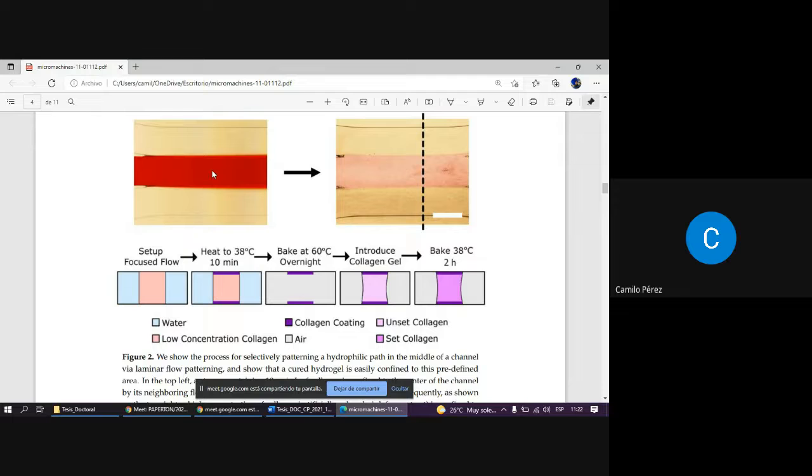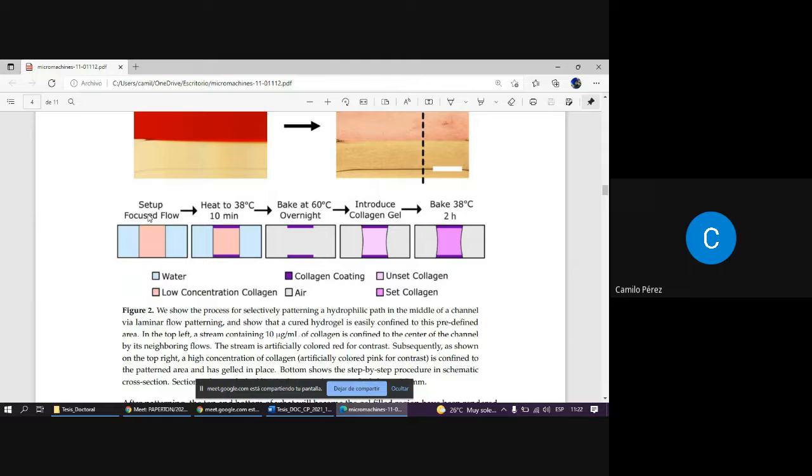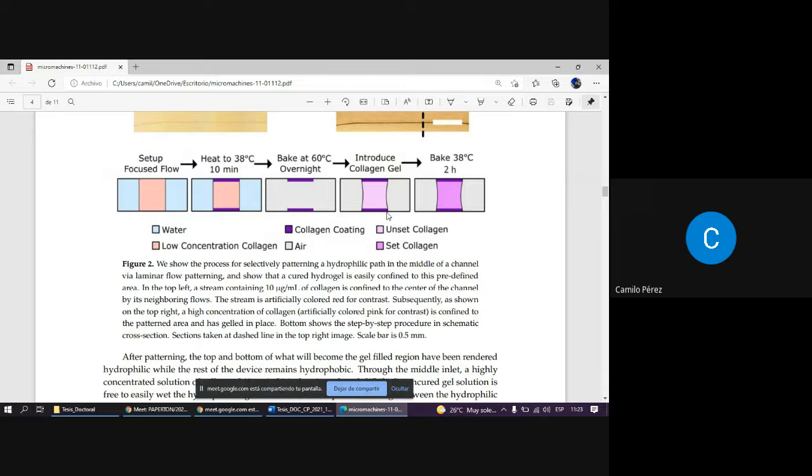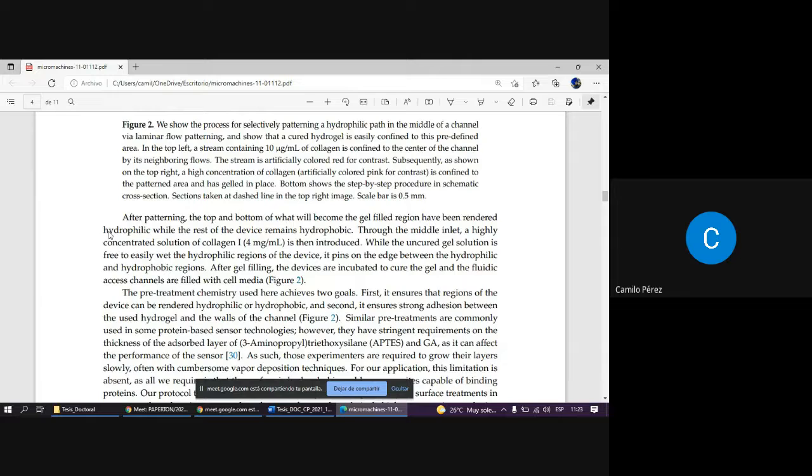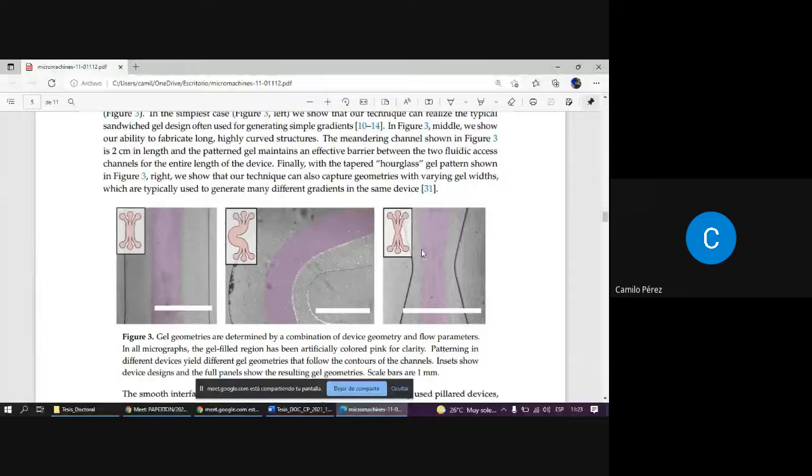different compounds. For example, these are the classical steps for using a hydrogel: set up the flow, then heat and bake to construct the collagen gel, and after that grow the cells. Afterwards they examined the different structures and geometry to confirm the flow is the same across the different flows and geometries of the microdevice.